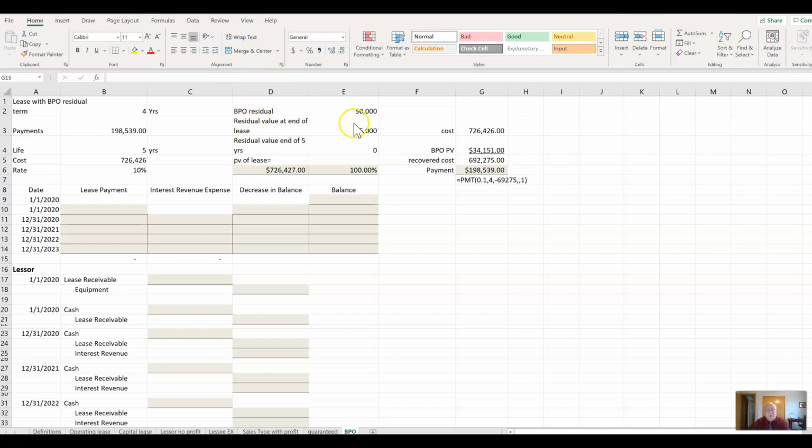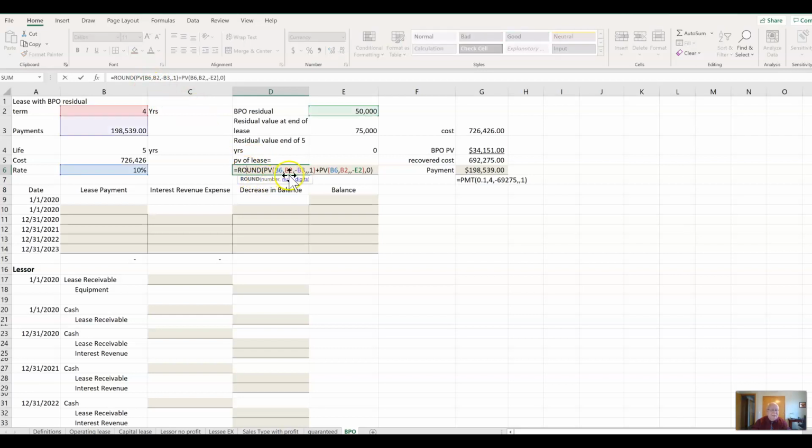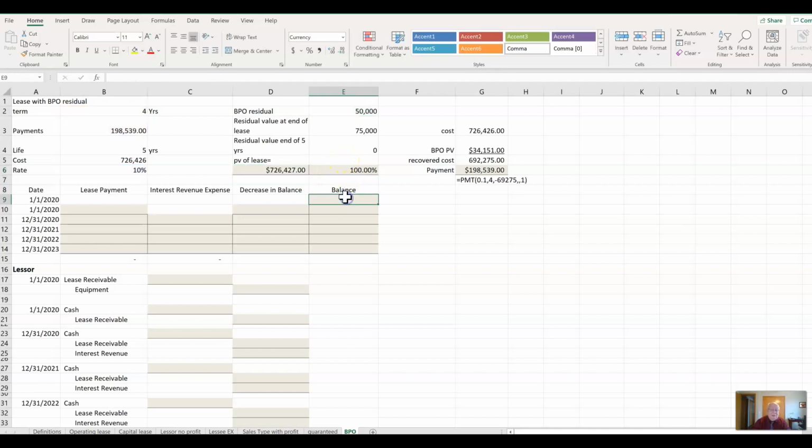So this one, both of them include the residual. Okay, so we go through the same calculations we just went through, and that's what this is here, the present value of the lease. And you notice it includes both the present value of the lease payments and the bargain purchase option. So that's our starting point. For the payment then, it's the 198,539, and that's going to be for that one. So this one doesn't change any.